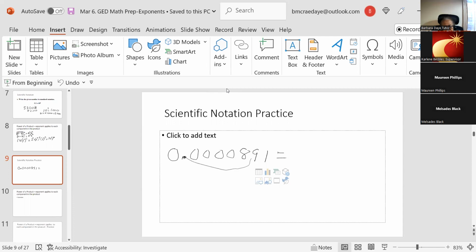Because now you've got something that's less than 10. You can't be greater than 10, you can't be less than 1. So that becomes 8.91. And now the base is always 10. And since you're moving it to the right, you know it's a negative. So what's the exponent, Maureen? 5. That's right, because you moved it 5 places, so that would be a -5. Right? To the right, negative.